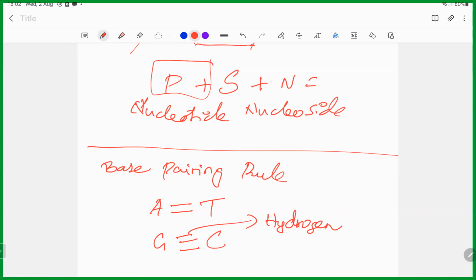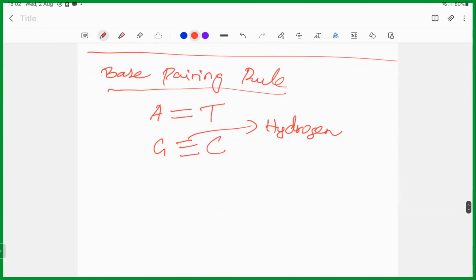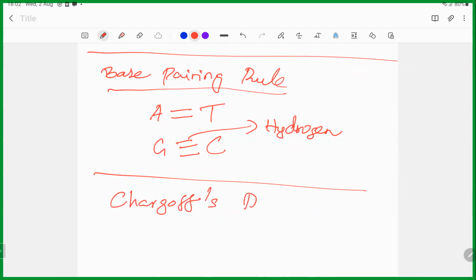So this rule is called what? Base pairing rule, proposed by Watson and Crick. Okay, Watson and Crick. And then another rule is actually called what? Chargaff's rule. What does it say? Purines equals pyrimidines.